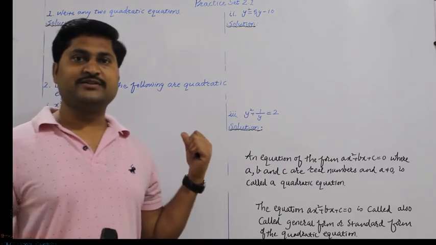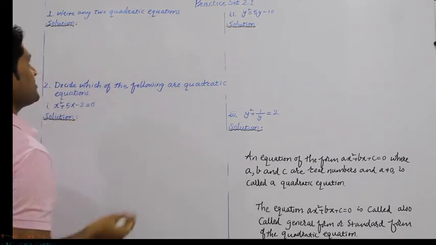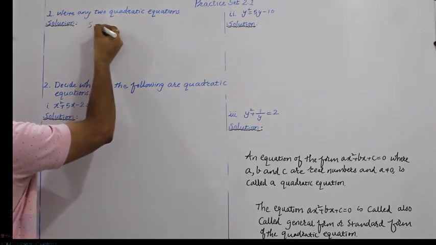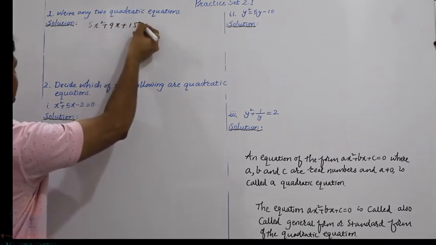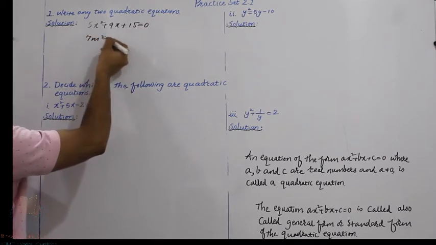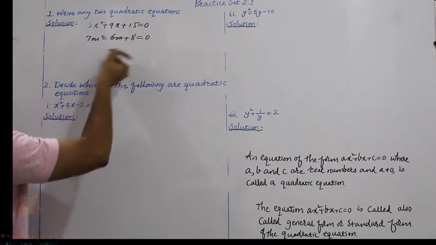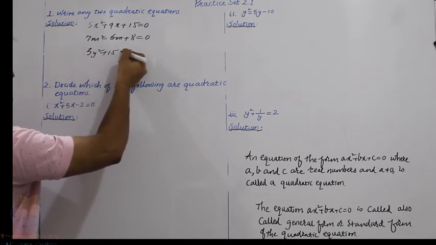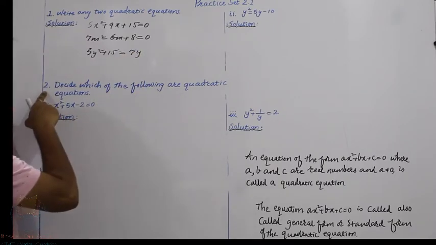So let's continue with the first question of this practice set. Here we have to write any two quadratic equations. So we can use any variable. This is the first equation, that is 5x square plus 9x plus 15 is equal to 0. We will take one more, 7m square minus 6m plus 8 is equal to 0. Again one more in variable y, 3y square plus 15 is equal to 7y, and so on.